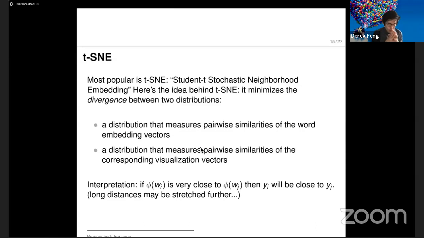And how does this work? Intuitively, what you're trying to do is you have your word embeddings in this high dimensional space, and you're going to associate every word embedding with a point in two-dimensional space. So here the y's correspond to the points in two-dimensional space.